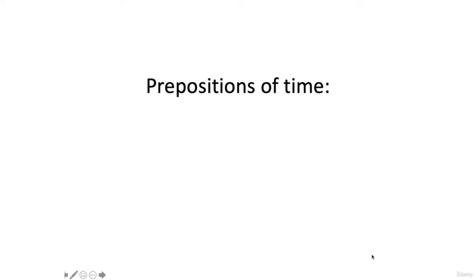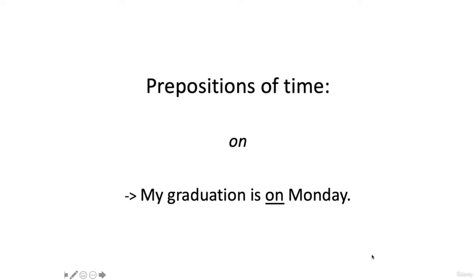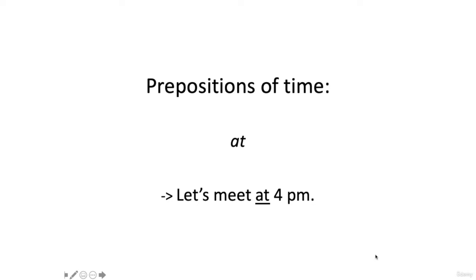Now, prepositions of time describe when or for how long an event or action takes or will take place. The most common prepositions of time are, equally, in, on, at. We generally use on for days and dates. My graduation is on Monday. We use at for a specific time. Let's meet at 4 p.m.